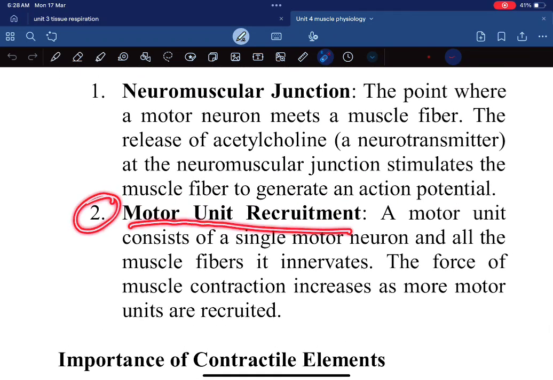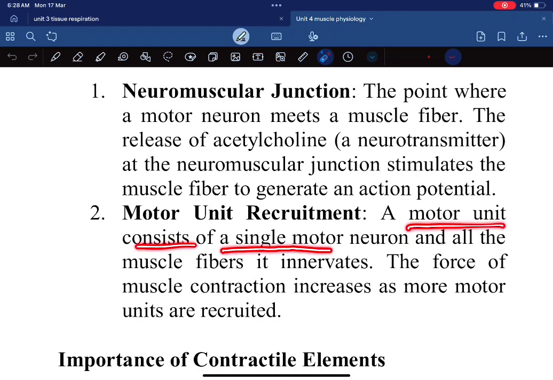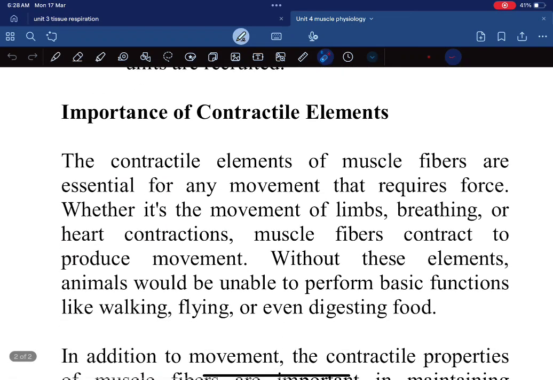Second, motor unit recruitment. A motor unit consists of a single motor neuron and all the muscle fibers it innervates. The force of muscle contraction increases as more motor units are recruited. Importance of contractile elements.